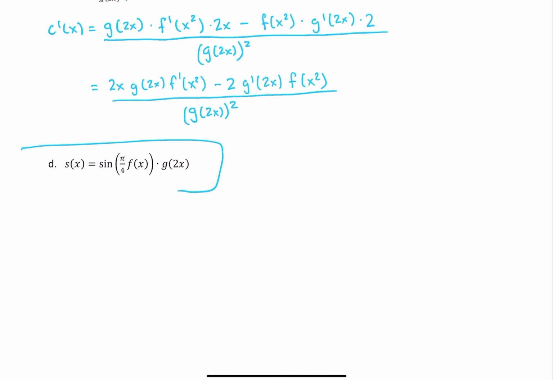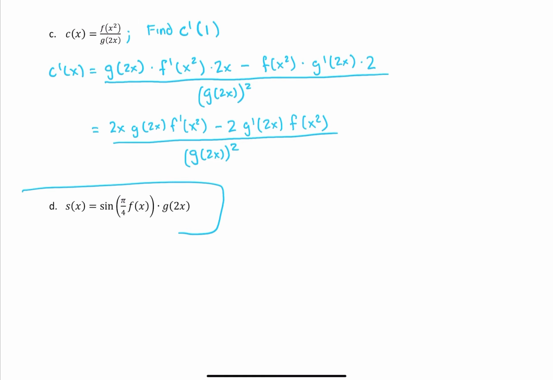So we need to substitute in 1. So c prime of 1 is going to equal 2 times 1 times g of 2 times f prime of, well, 1 squared is 1, minus 2 times g prime of 2 times f of, well, 1 squared is 1, and all divided by g of 2 squared.